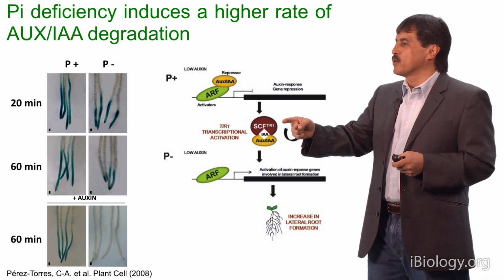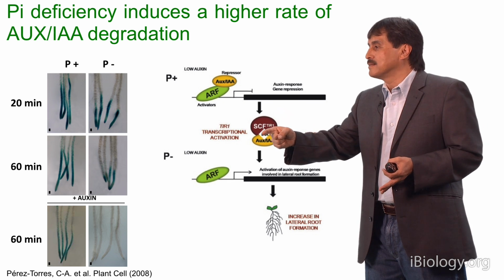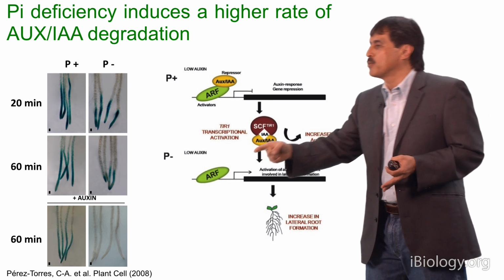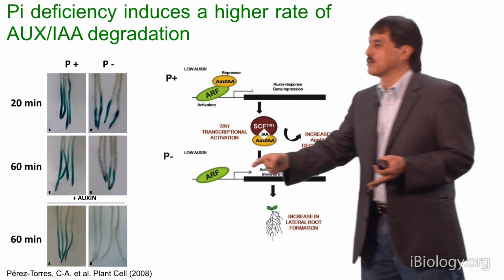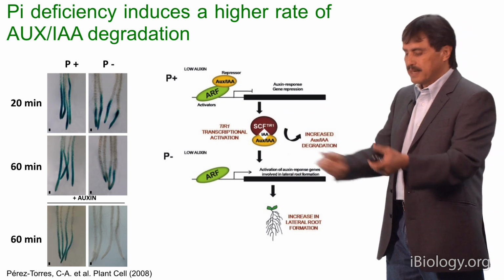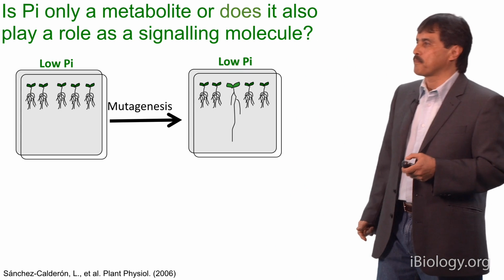When we activate, we increase the expression of TIR1. TIR1 triggers this repressor into degradation, and then we liberate the transcription factor that activates transcription so the cell can respond to auxins, and this brings as a result the production of more lateral roots.